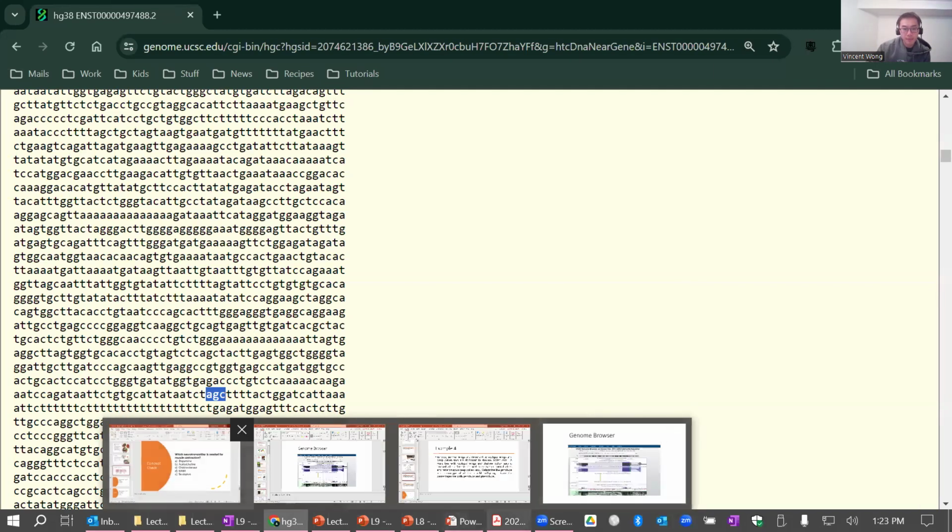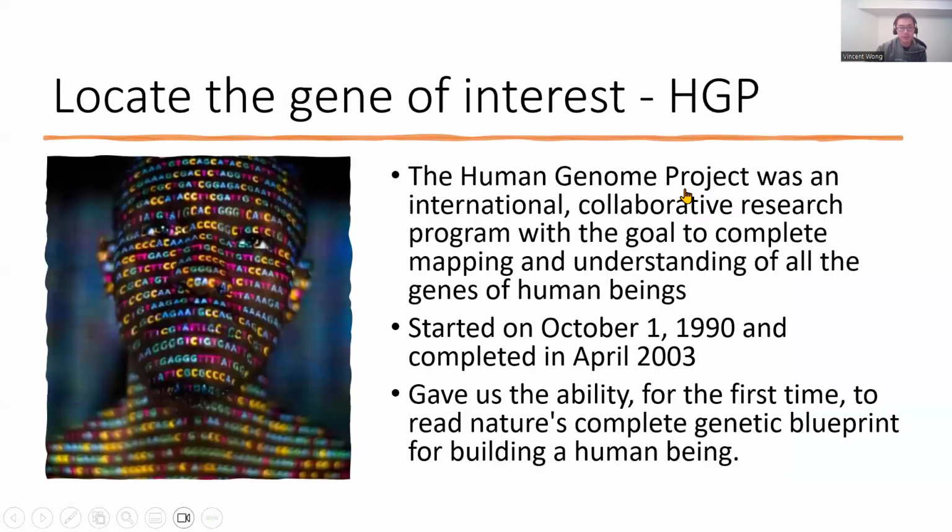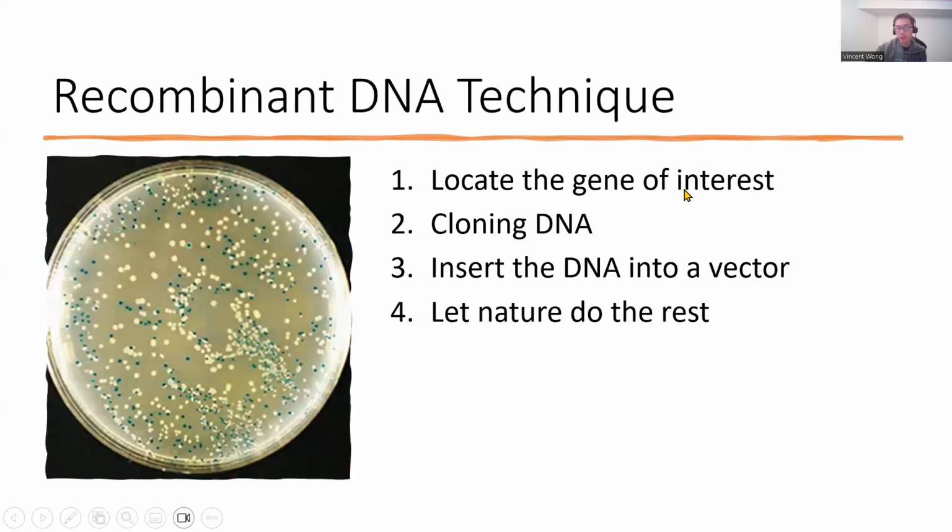All right. Let's get back to what we were talking about. So that's the genome browser. You can search up any gene. If you know the name of the gene, you search it up. That's what researchers do. They find a gene. Now we know the location. And that's the first step, right? First step is to locate a gene of interest. So if you want to make insulin, you're going to find out where the insulin gene is, type it into the internet, it will tell you.